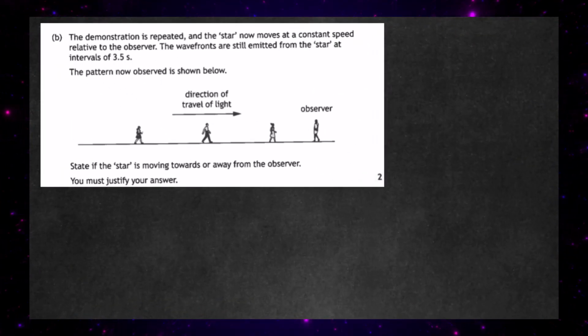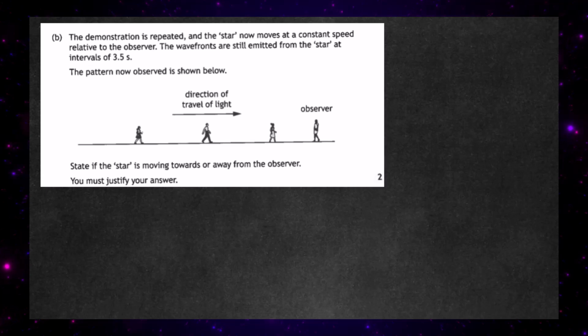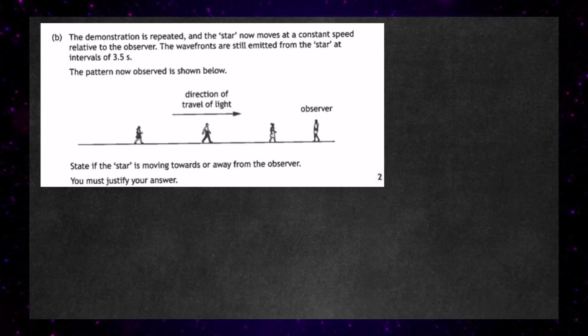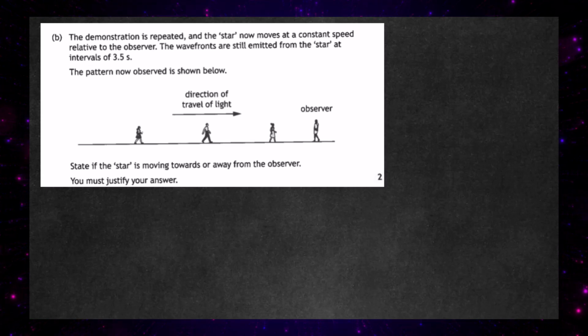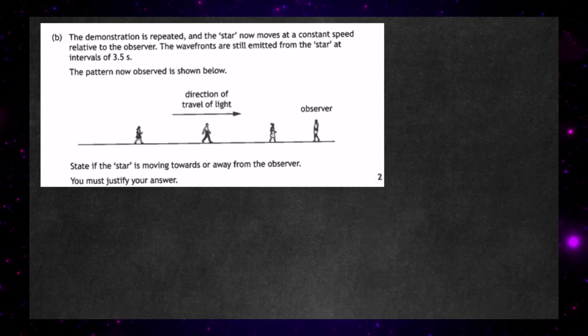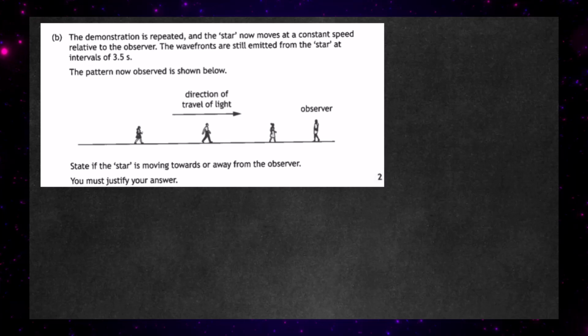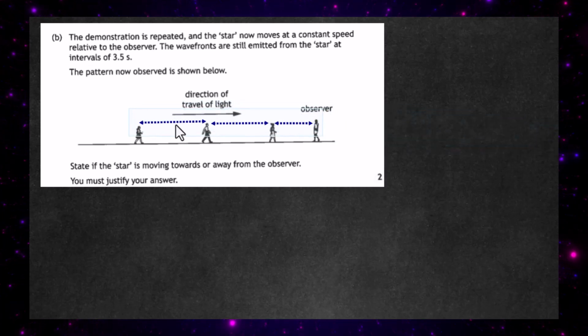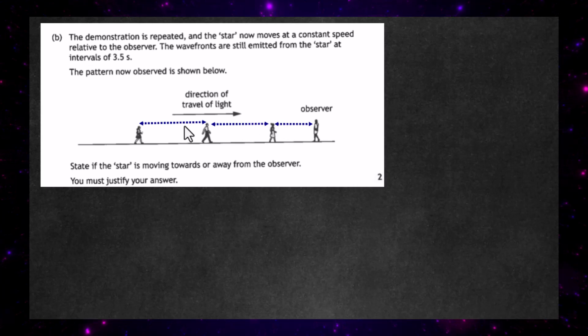Question 5b. The demonstration is repeated and the star now moves at a constant speed relative to the observer. The wavefronts are still emitted from the star at intervals of 3.5 seconds, and the pattern now observed is shown below. Now, for 2 marks, we have to state if the star is moving towards or away from the observer. And the first thing we look at is how the observer measures the waves approach them, or the wavelength approach them.